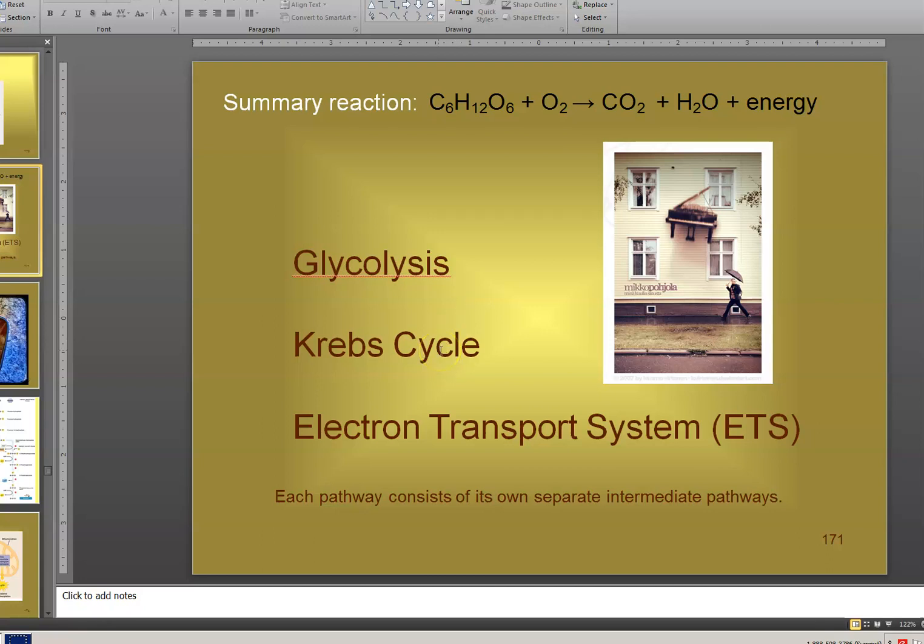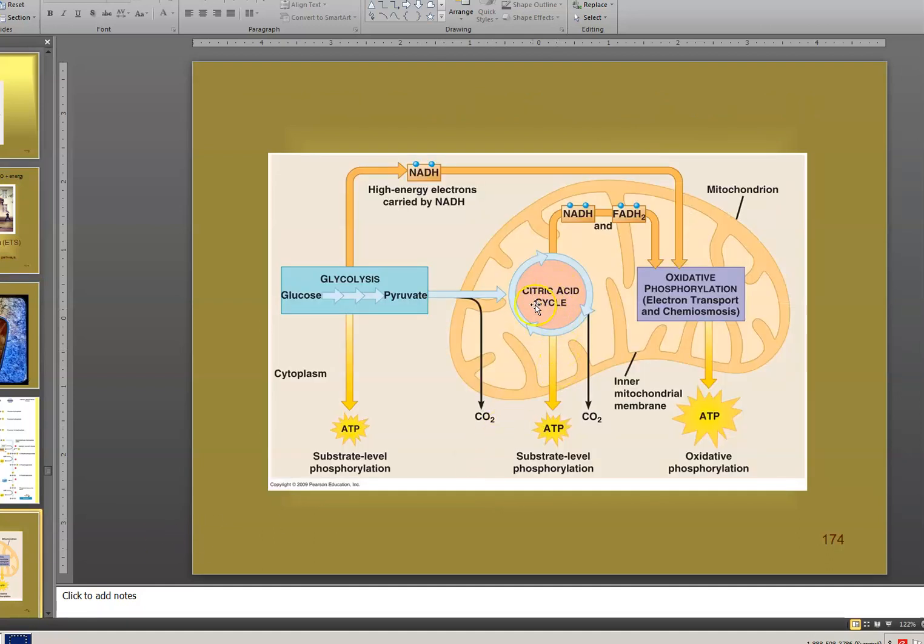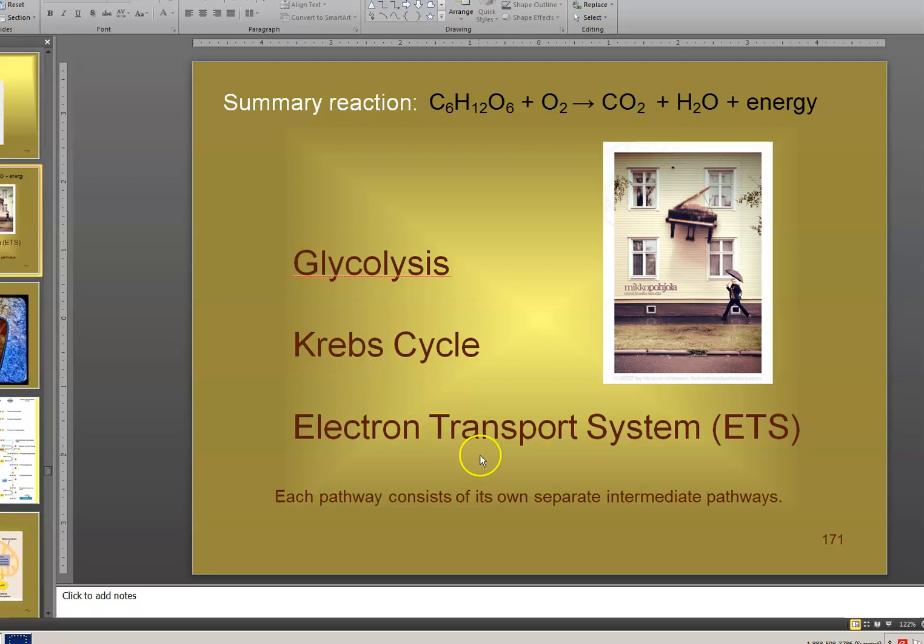Now let's go into the Krebs cycle. Now remember that the Krebs cycle and the electron transport system take place inside the mitochondria. The glycolysis takes place outside. The other distinction of the Krebs cycle and electron transport system is that they both require oxygen.